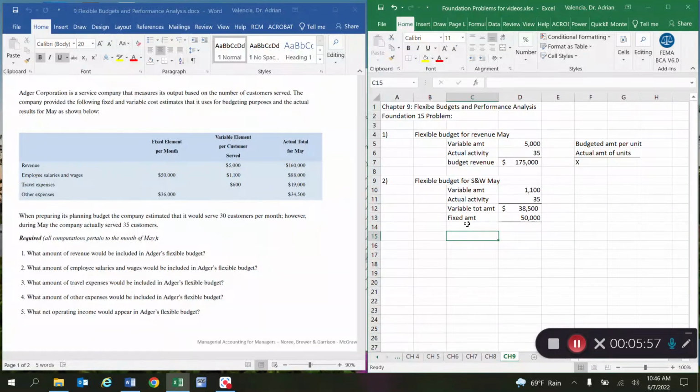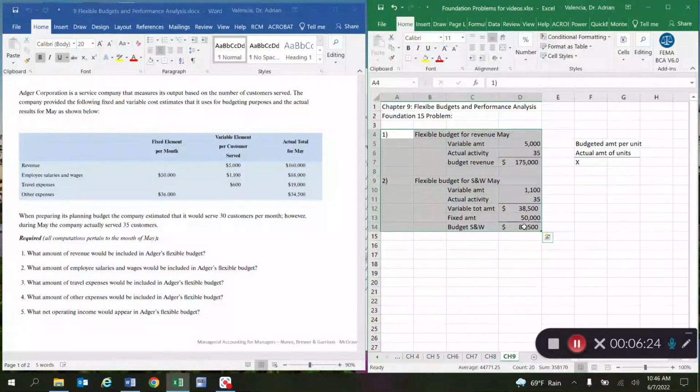All the analyses that we're always doing are based on a range that is acceptable for the analysis. So we're going to call this one the budgeted, flexible budget salaries and wages, which is the summation of these two, 88,500. Okay, and all these components are going to be used next for our budgeted flexible budget income statement.